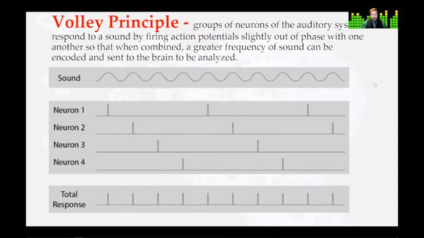And the Volley principle is basically what I just talked about. The different sounds each of our ears hears are slightly out of phase, but when our brain combines them, it's encoded so our brain can analyze it. Again, this is another thing that I'm not going to ask you to know about, but I think it's interesting.